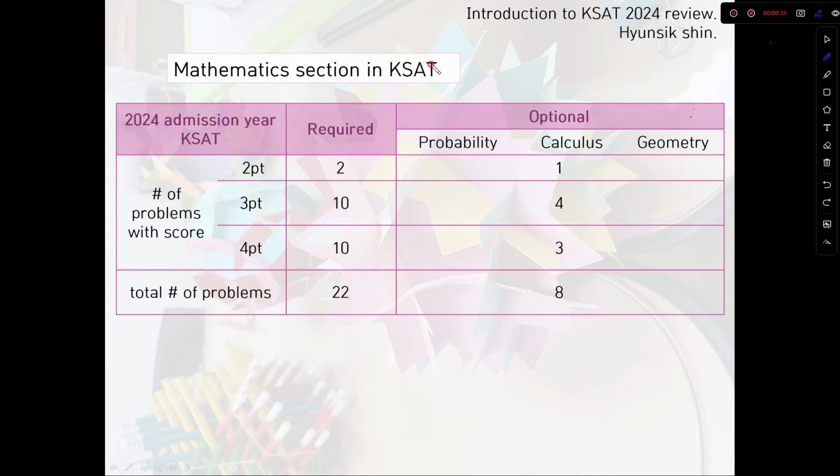In general, the math KSAT test for the admission year of 2024 consists of a total of 30 problems. Among the 30 problems, 22 problems are required, and for the remaining 8 problems you choose a subject among 3 options. You can choose either probability, calculus, or geometry. You choose one, and then you solve the extra 8 problems.